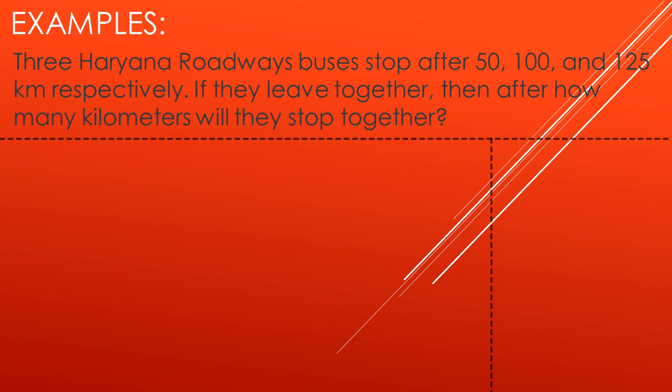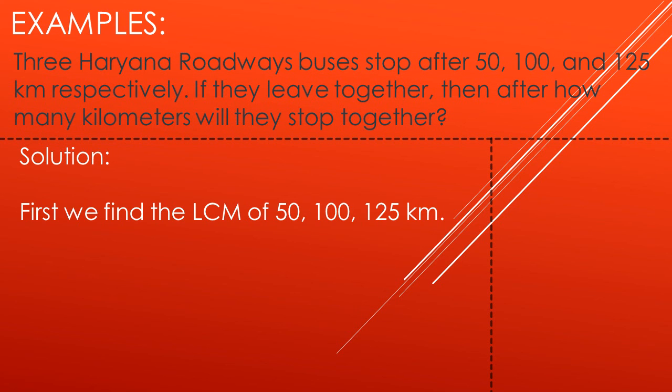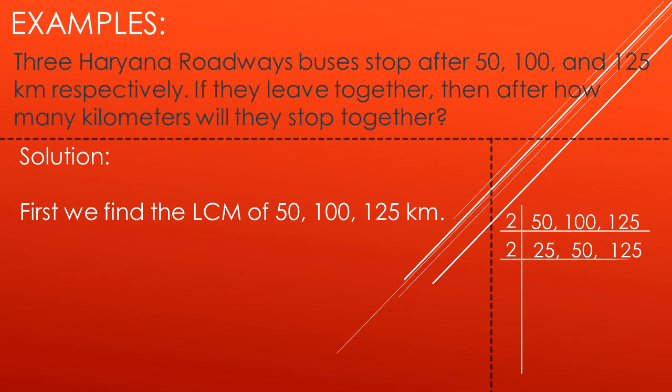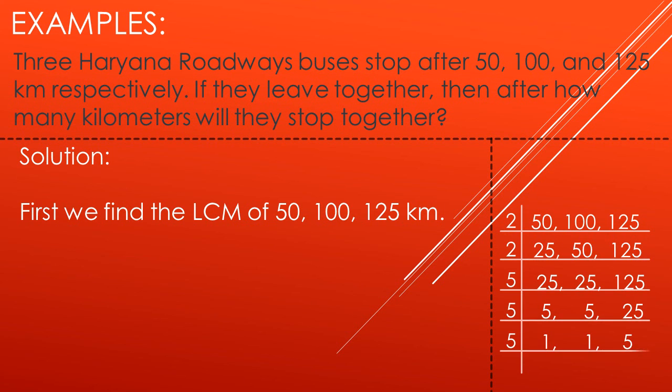Let's solve some examples. 3 Haryana Roadways buses stop after 50, 100 and 125 km respectively. If they leave together, then after how many kilometers will they stop together? Write the solution. First we will find the LCM of 50, 100 and 125 km. Everyone knows how we will find the LCM. So pause the video and find the LCM of 50, 100 and 125 and check.